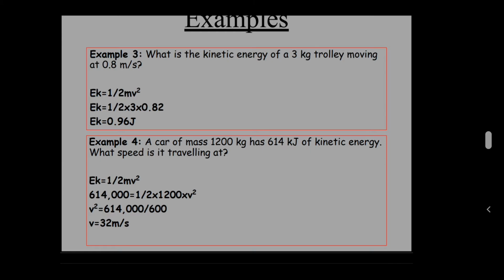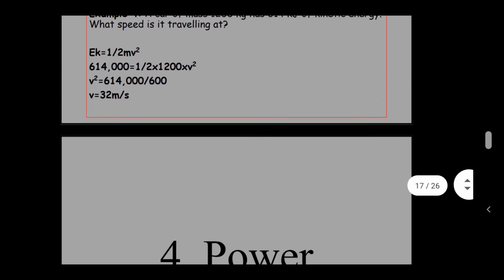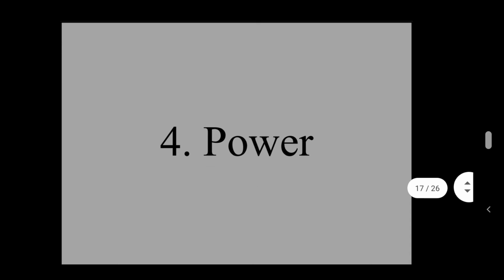So example 4 then would say a car of mass 1,200 kilograms has 614 kilojoules, so we need to find the speed. This time I'm just going to put the numbers in for EK equals a half mv squared. So remember that it's v squared. Again, that 0.8 is meant to be squared. So it says 614,000 equals a half times 1,200 times v squared. So I half the 1,200 to get 600, and I rearrange it to get v squared equals 614,000 divided by 600, and that would give a speed of 32 meters per second. All right. So that there is kinetic energy.